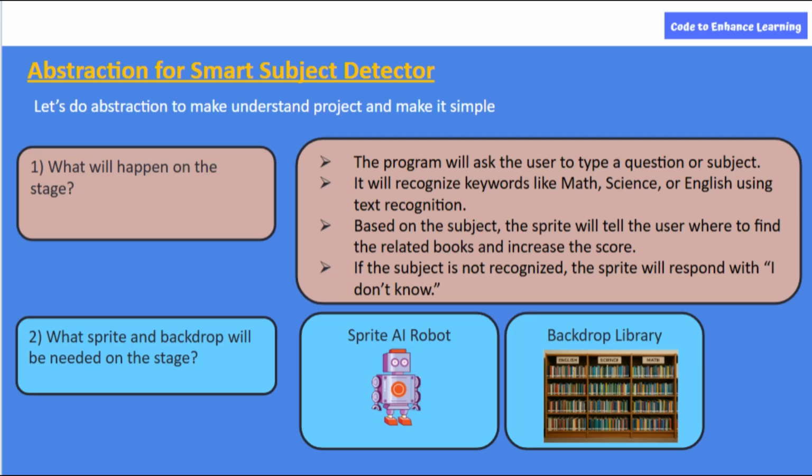Now, let's apply abstraction directly to our project. Here's our simple plan. The program will take text input from the user. The machine learning model will check the text and predict which subject it belongs to. The AI robot sprite will guide the user to the correct rack of books and we will increase the score by 1. If the subject is unknown, the sprite will simply say, I don't know. For design, we will use an AI robot sprite and a library backdrop. This simple plan acts like a roadmap. It keeps us focused on what really matters when we start coding.